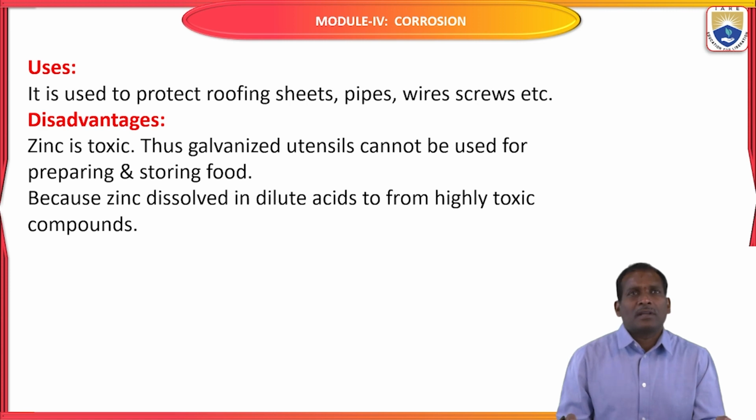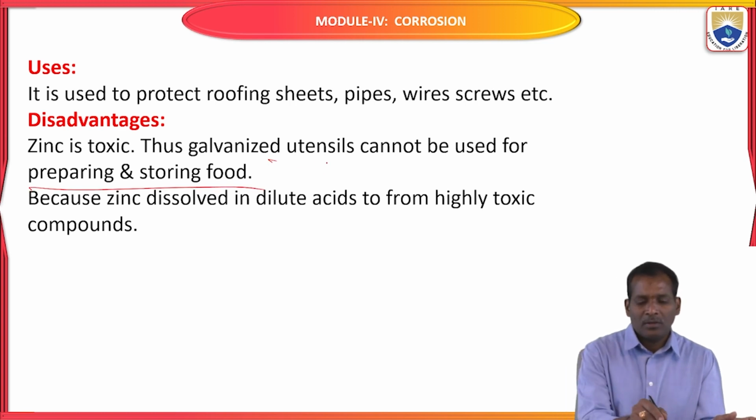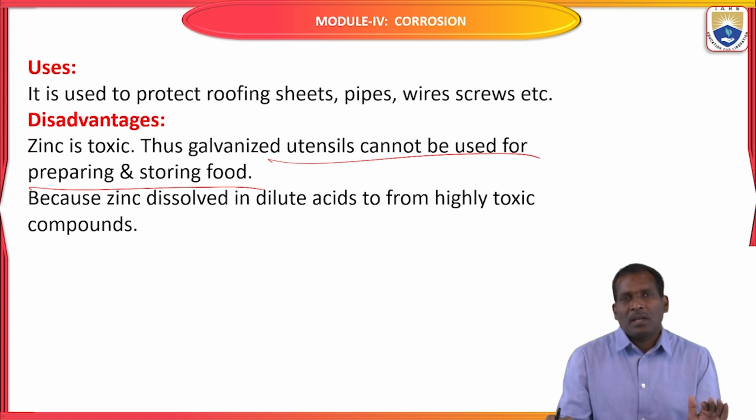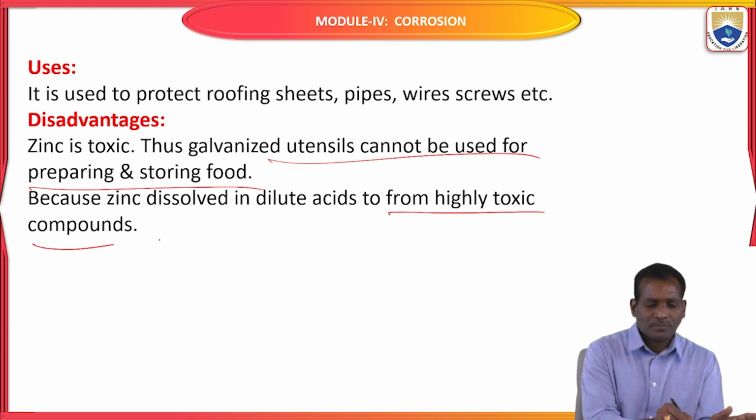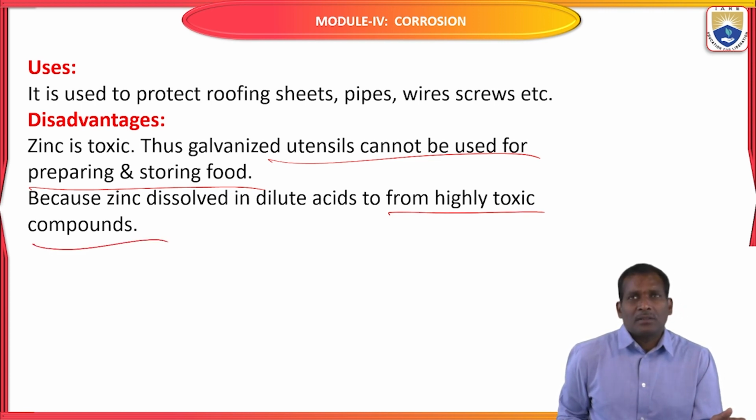What are the disadvantages of this galvanizing process? Zinc is a toxic material, so galvanized utensils cannot be used for preparing and storing food. It is applicable for industrial purposes only, such as drains and roofing sheets. So don't use galvanized utensils for preparing or storing food. Why? Because zinc is toxic, as zinc dissolves in dilute acids to form highly toxic compounds. These are the disadvantages of the galvanizing process.